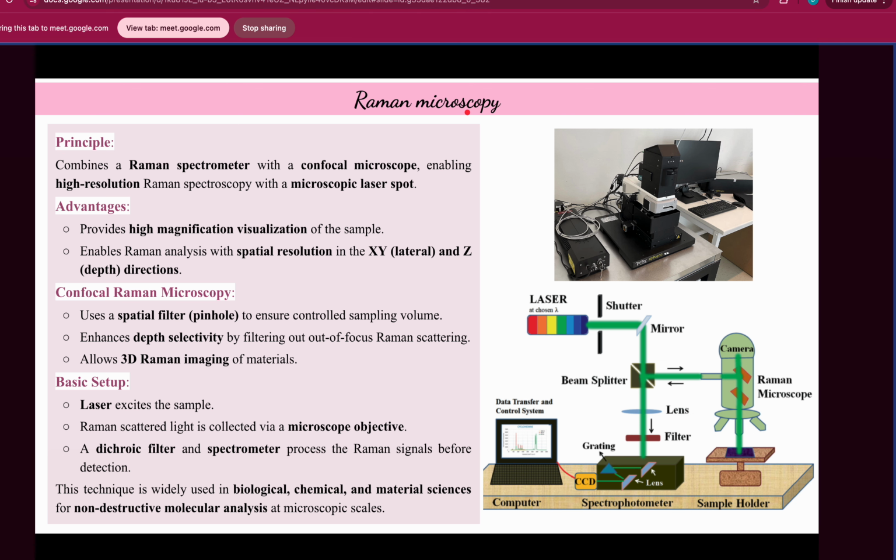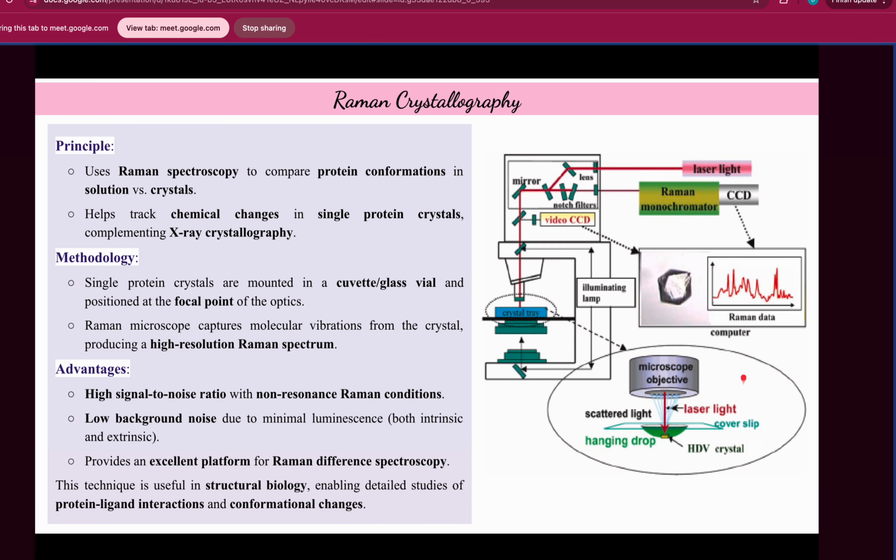In Raman microscopy, there is just one addition of a confocal microscope to the Raman spectrometer. Why is it helpful? Because by using the confocal microscope, you are completely focusing on the sample. So you know which part to excite, where the light will be striking on my sample. Even if my sample concentration is low, I will be precise enough to pass the laser light through it. The advantage is that it provides high magnification visualization, and it also enables analysis at different spatial resolutions.